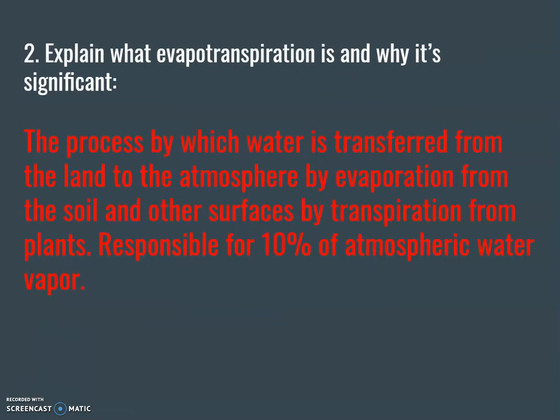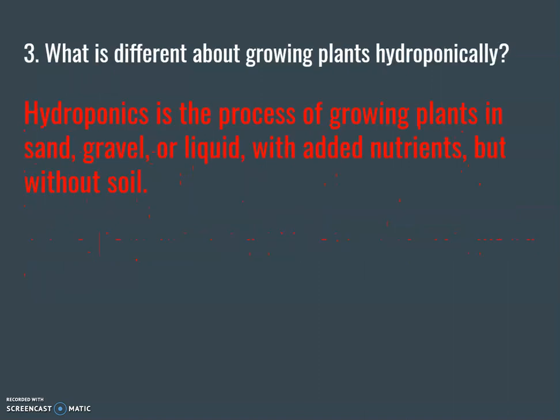Explain what evapotranspiration is and why it's significant. It's the process by which water is transferred from land to the atmosphere by evaporation from the soil and other surfaces and by transpiration from plants. The significance is that it's responsible for 10% of the atmospheric water vapor. So this is plants giving off water vapor.